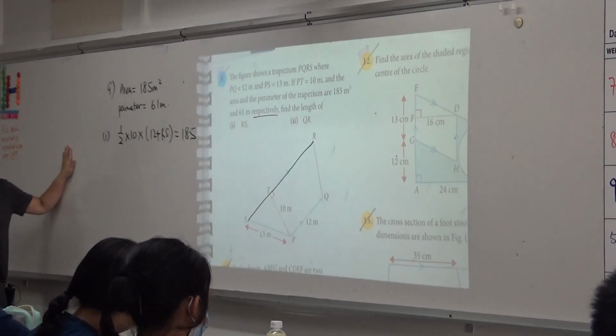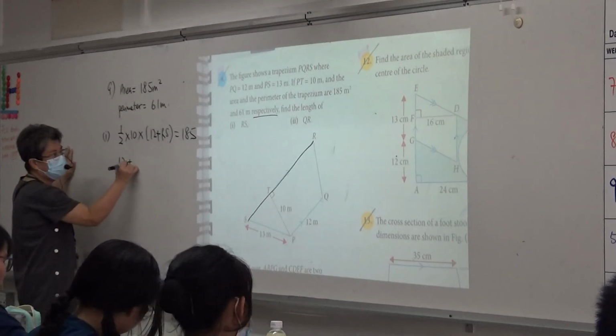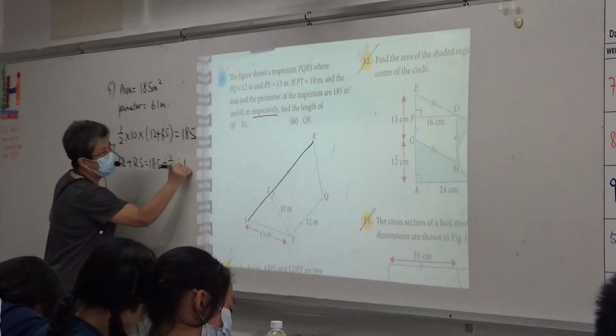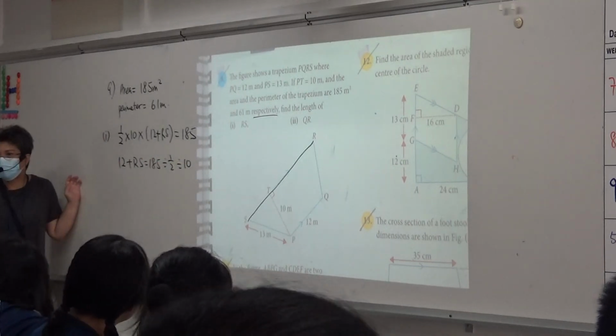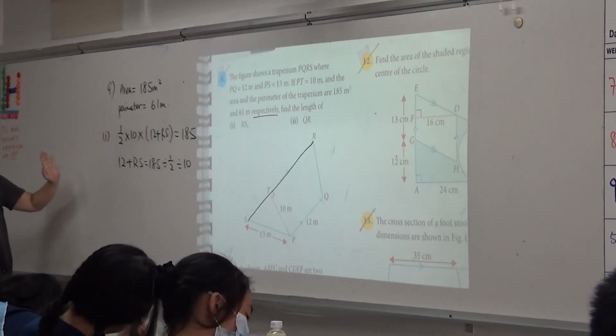Yes or no? Okay, I'm going to get rid of all the unwanted things first. So 12 plus RS must be 185. Divide by half, divide by 10. Right? If you want to say this is 5, then after that bring over 5 also gets the same thing. Answer to the same. Okay.